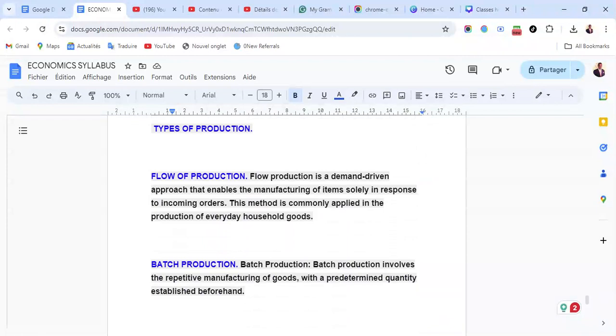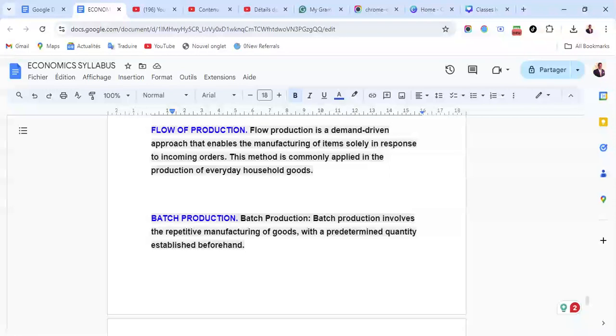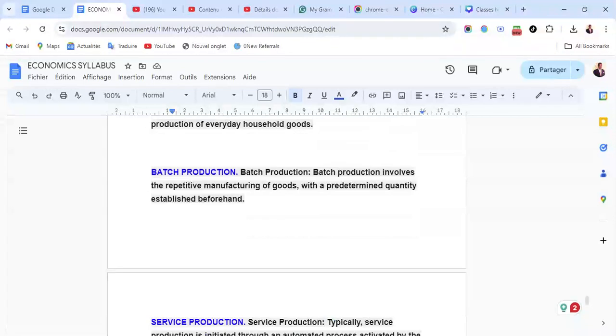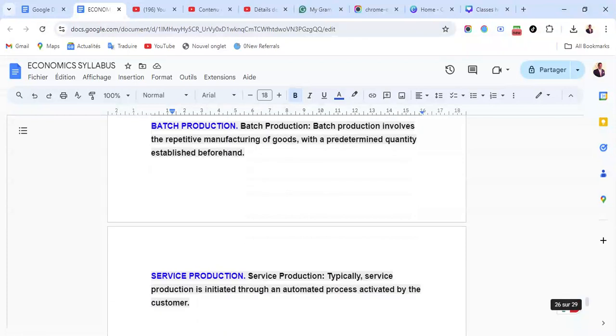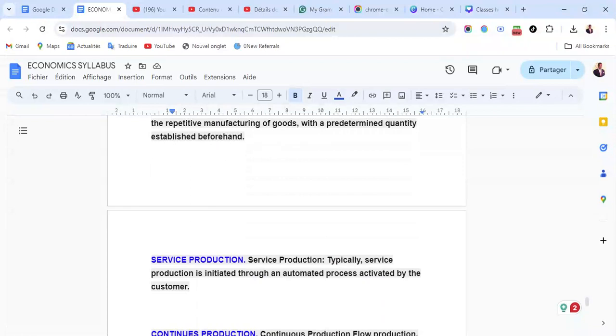Number two type of production is batch production. Batch production involves the repetitive manufacturing of goods with a predetermined quantity established beforehand. So this means that there is a quantity that will be determined that they are going to make, and they just go through the process to manufacture that good on a repetitive basis. Now we have service production. Service production is initiated through the automated process activated by the consumer.